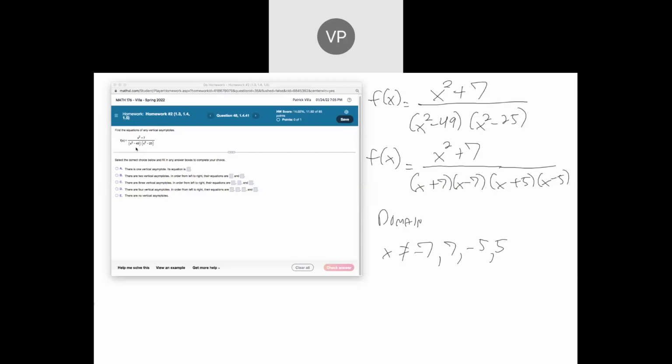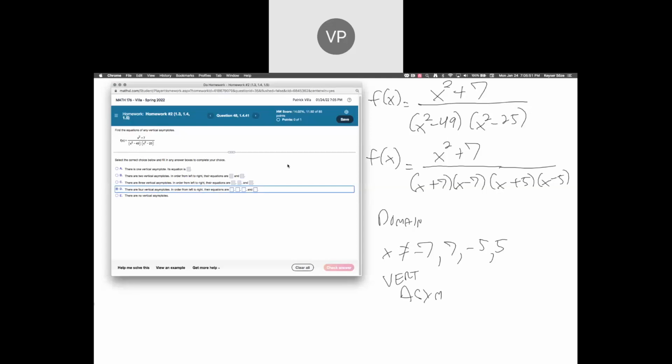Okay? So now, because nothing cancels off, every one of these are vertical asymptotes. X equals -7, x equals +7, x equals 5 and -5. So my answer is there are going to be 4 vertical asymptotes. Should not matter which order you type these in.